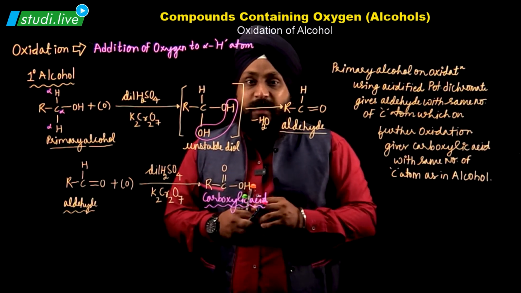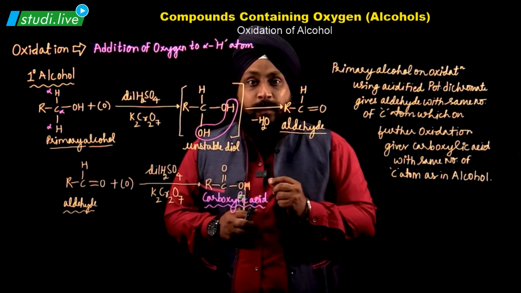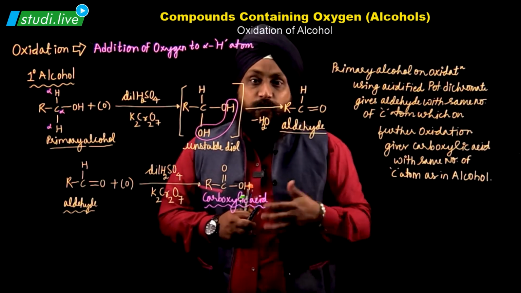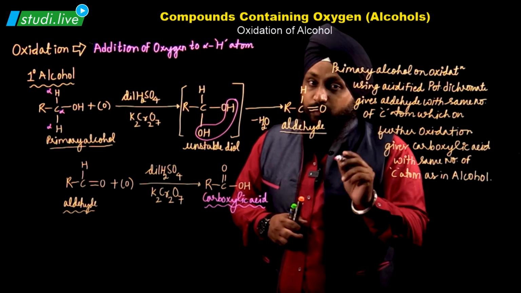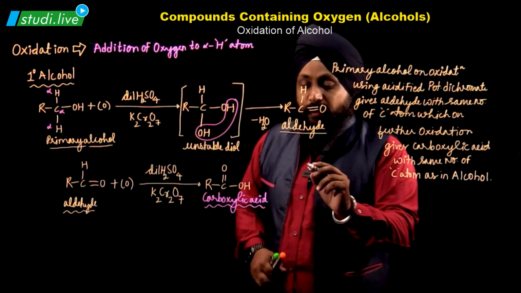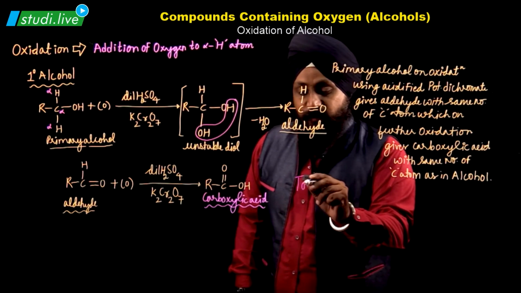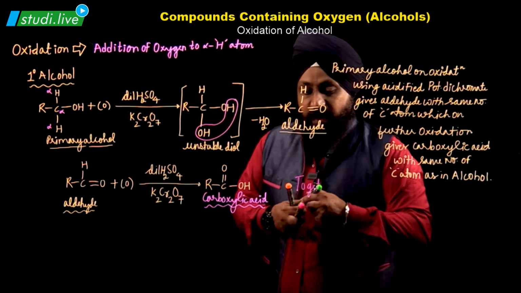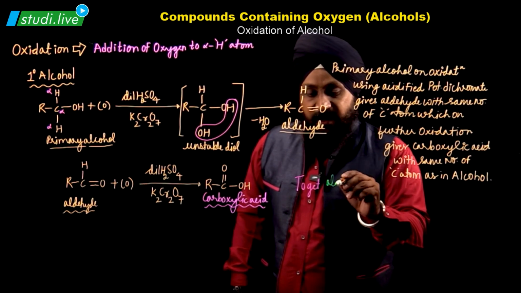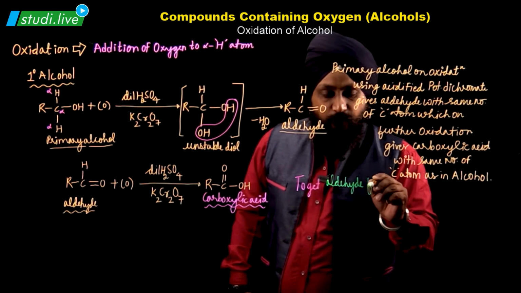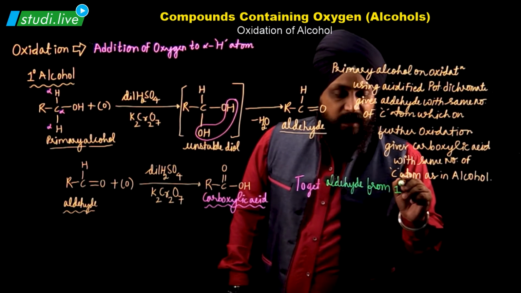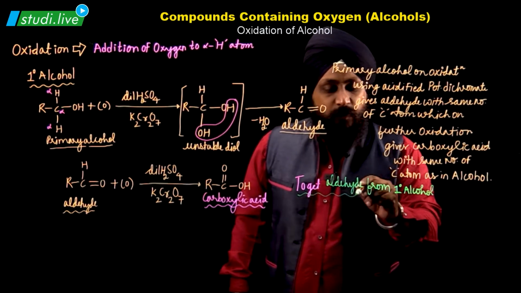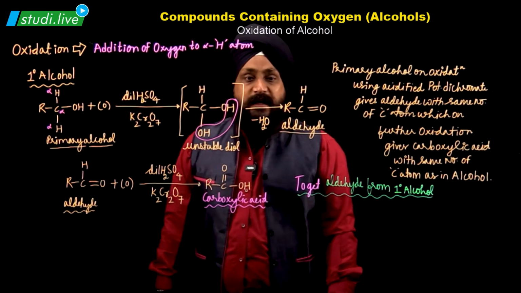But for higher alcohol and aldehyde, what is going to happen? The difference in the boiling point is very less. So you cannot remove the aldehyde as soon as it is formed. So what we can do is, suppose I want to get aldehyde from primary alcohol. I have to stop the reaction at this stage, so I'm going to use a mild oxidizing agent.